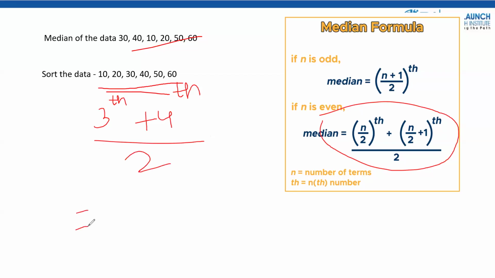So what is the number that is falling at the third position? 30. And the number at the fourth position? 40. 40 plus 30, how much? 70. 70 divided by 2, the median is 35. This is the answer. Did you understand how I did it? n is over here 6. So 6 by 2 is third, 6 by 2 plus 1, 6 by 2 is 3, 3 plus 1 again is 4. So this is how the median is calculated.